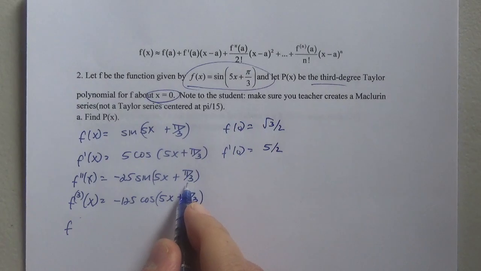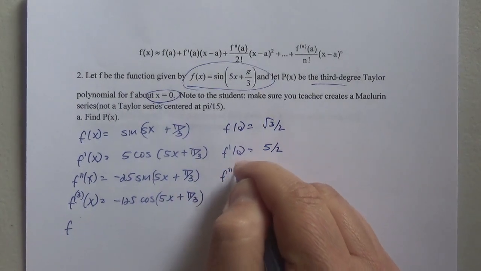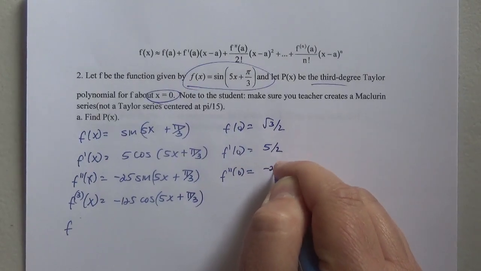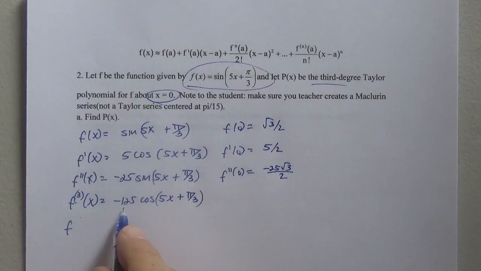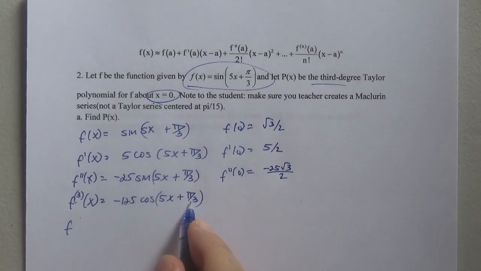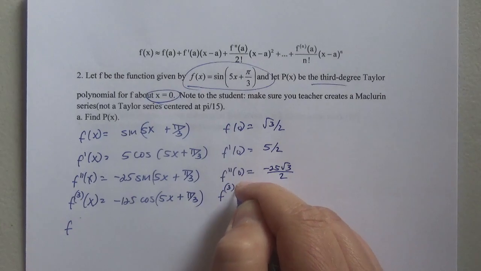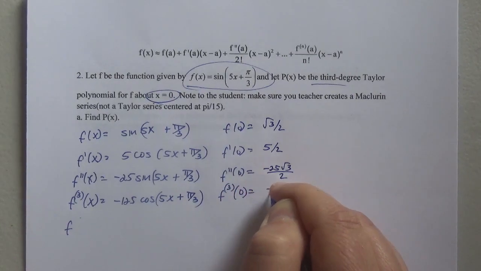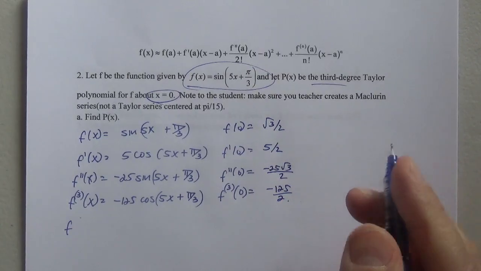This is going to be the sine of pi over 3, which is radical 3 over 2 times 25. So f double prime of 0 is negative 25 radical 3 over 2. And this is going to be the cosine of pi over 3, which is a half, times negative 125. So the third derivative at 0 is negative 125 over 2.